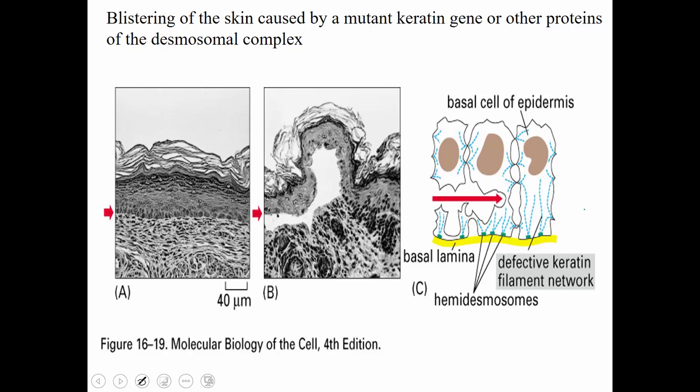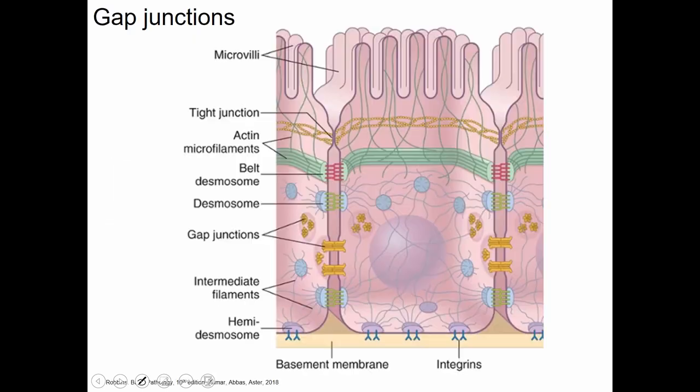If there's an abnormality, it could be a superficial blister if the keratin subtype at the most apical surface of stratified skin is defective. If it's a keratin at the base of the epithelial lining that is disrupted, then you can get a lethal blister because the skin comes off. So it depends, and you'll hear about that again from Dr. Kruger. And the last type of junctional complex is the gap junctions.